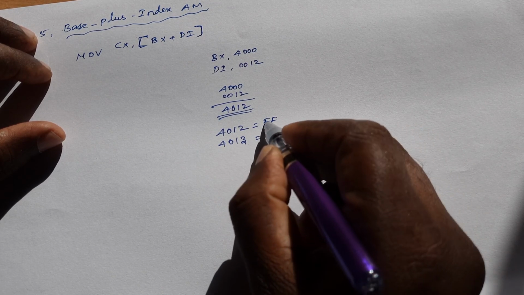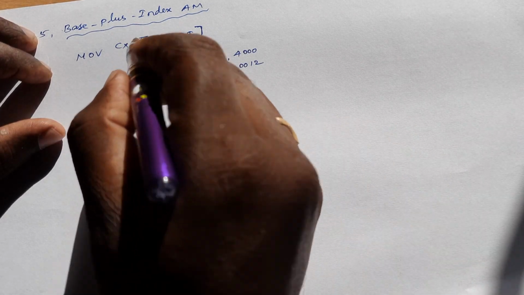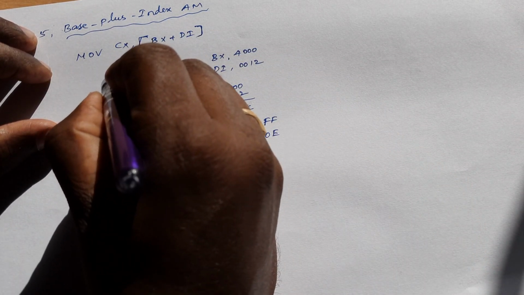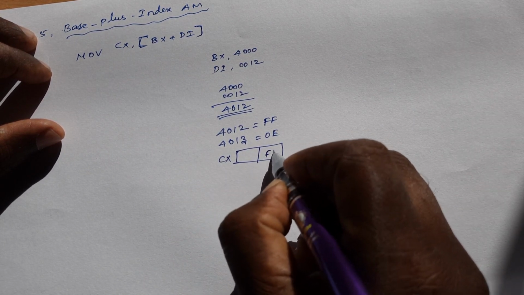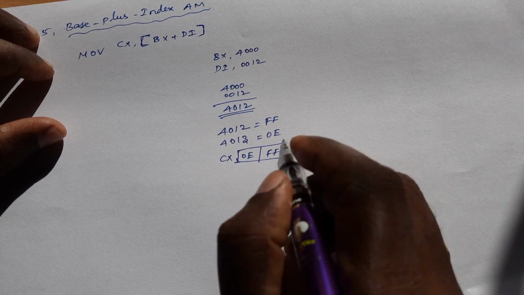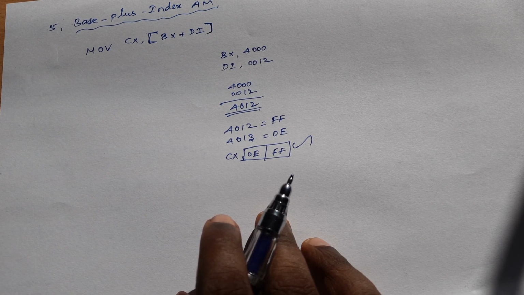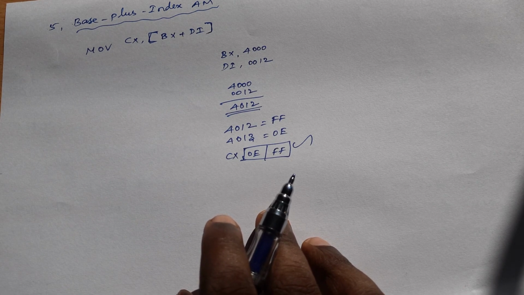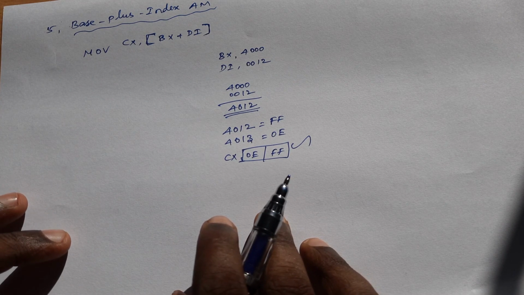So what happens after this? These are the values I have assumed which are stored in these two memory locations. After this instruction execution, the CX register is going to have FF in CL and 0E in CH. So this is going to be the output after this instruction. This is base plus index addressing mode. Why do we use this kind of addressing mode? When we have a two-dimensional array of data, base plus index addressing modes are used.